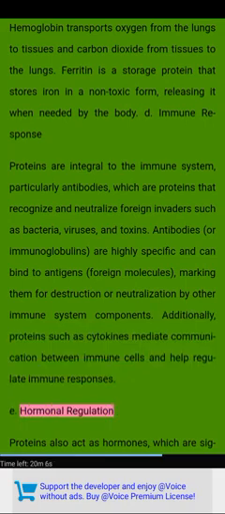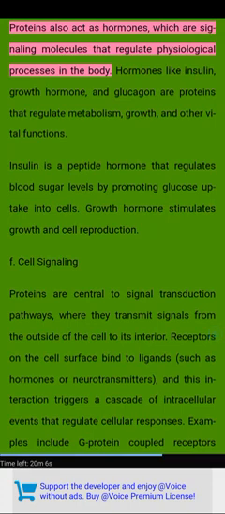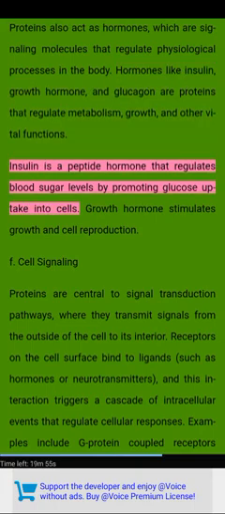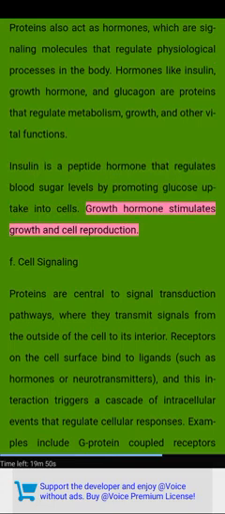E. Hormonal regulation. Proteins also act as hormones, which are signaling molecules that regulate physiological processes in the body. Hormones like insulin, growth hormone, and glucagon are proteins that regulate metabolism, growth, and other vital functions. Insulin is a peptide hormone that regulates blood sugar levels by promoting glucose uptake into cells. Growth hormone stimulates growth and cell reproduction.